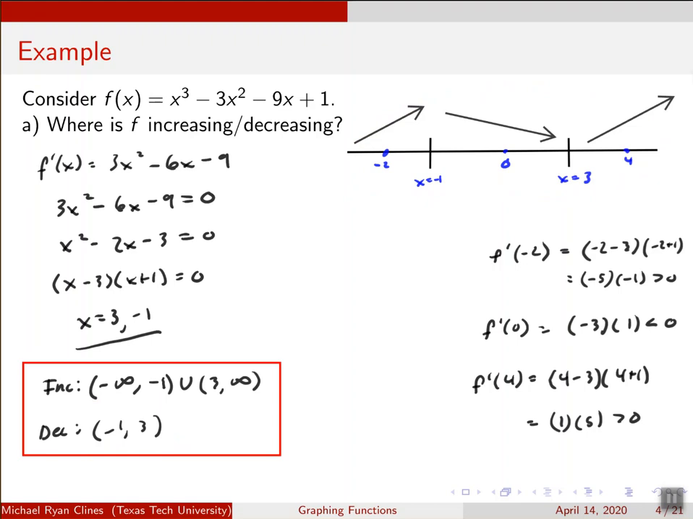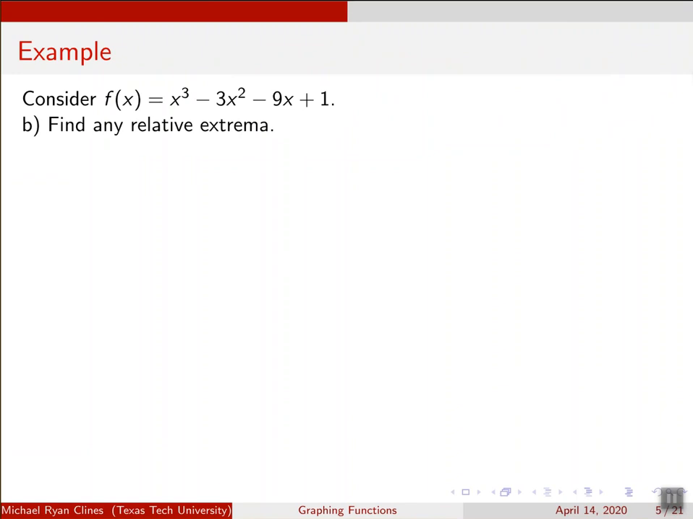Now let's go on to the next question. It says, find any relative extrema. Now, from that first part, we actually did a whole lot of the legwork already. So I'm just going to go ahead and copy down that little chart we just had. So we had our number line, we had our 3 intervals, and here x is equal to -1, here x is equal to 3. On this left interval, the function was increasing, on this interval it's decreasing, and on this one it's increasing again.